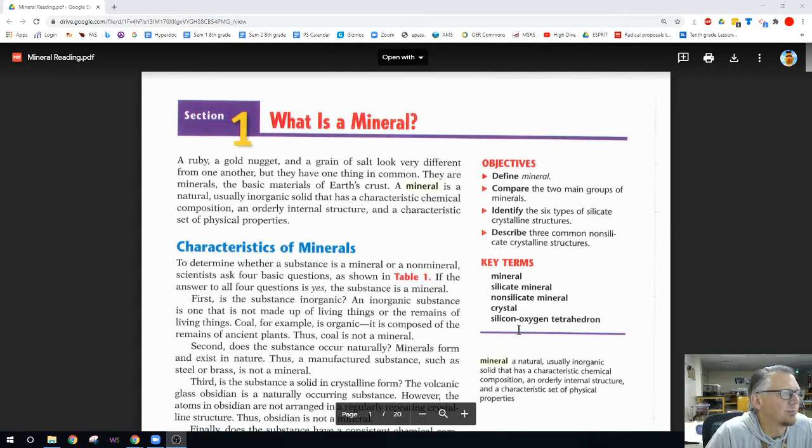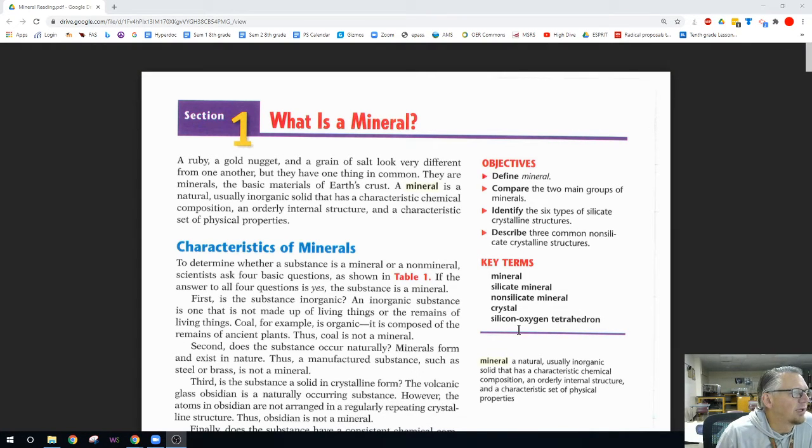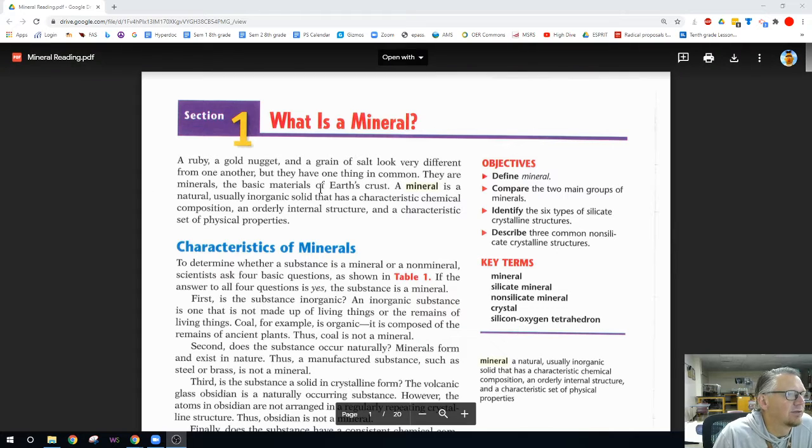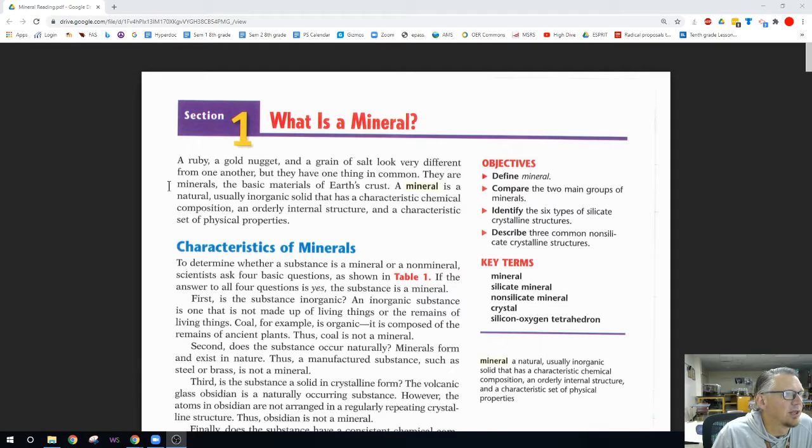Section 1. What is a mineral? A ruby, a gold nugget, and a grain of salt look very different from one another, but they have one thing in common. They are all minerals, the basic materials of Earth's crust.